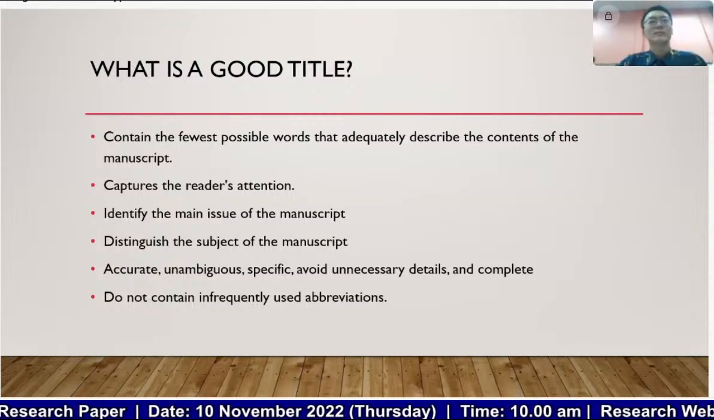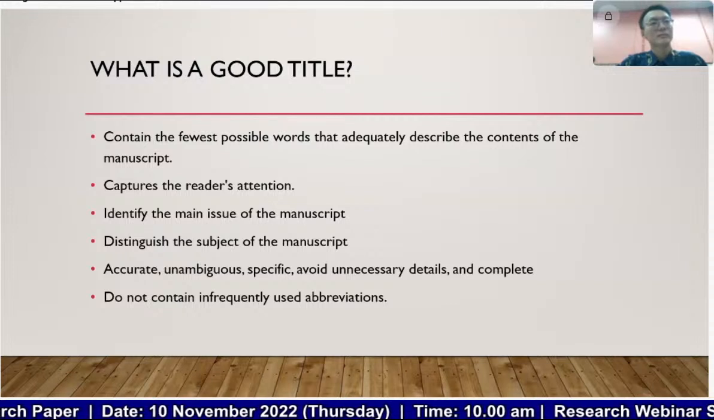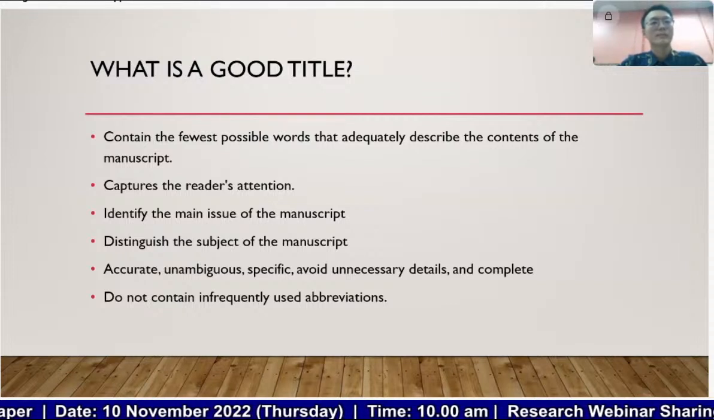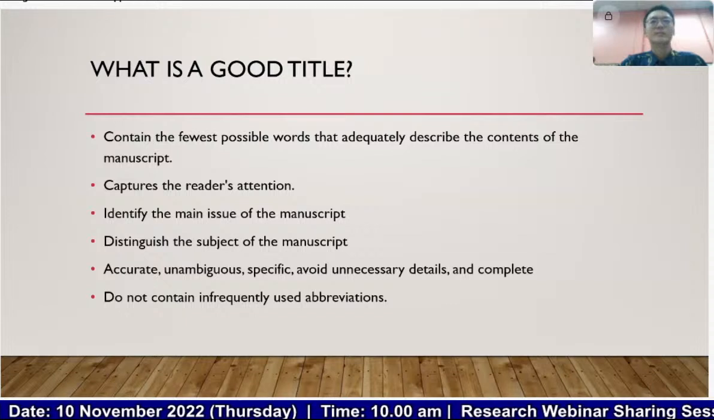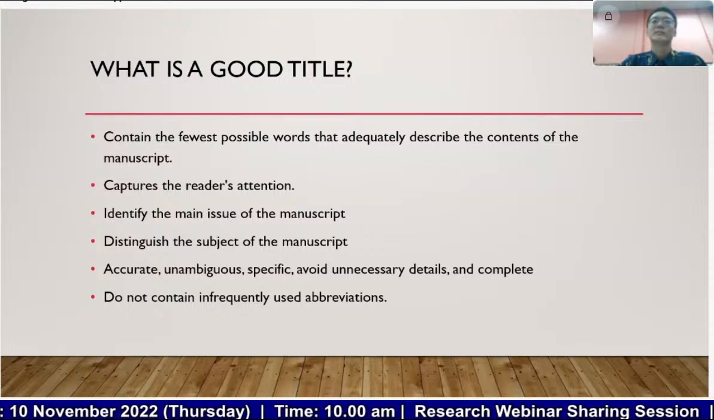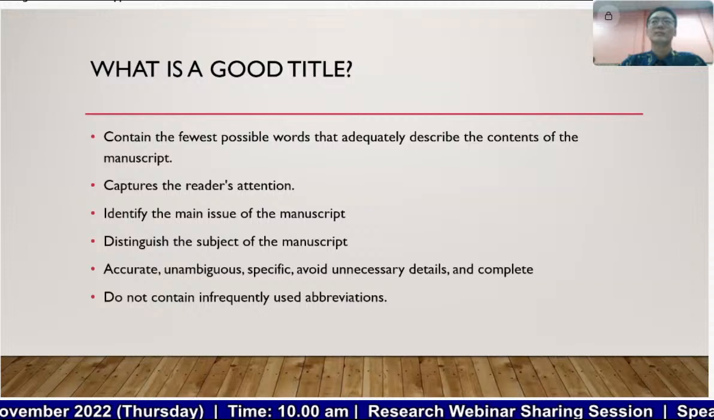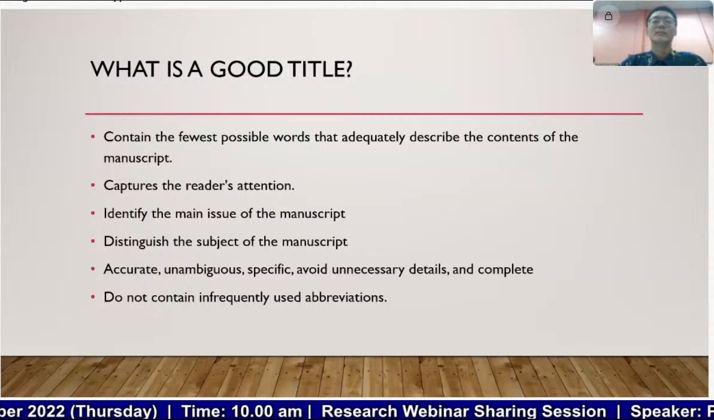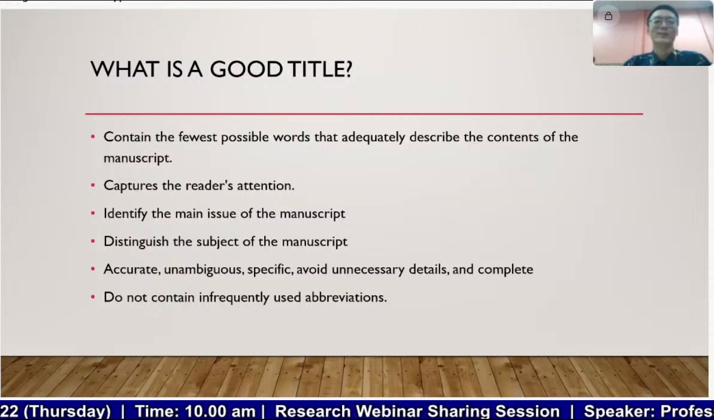Do not add abbreviations. Please stay away from them. For example, if you're carrying out research using high pressure processing, don't have HPP in the title. It has to be in full.